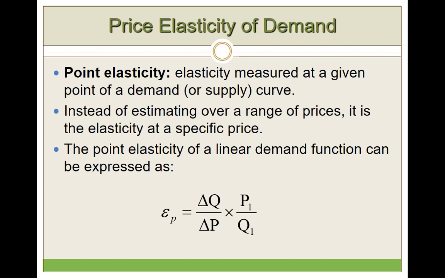Point elasticity. This is the second one that we usually use, but most likely won't come in your exam. Point elasticity is just elasticity at a point on a demand curve. All you need here is the change in quantity demanded, the change in price, and the coordinates of the point on the demand curve, that's the P1 coordinate and Q1 coordinate. Yeah, just one point is enough. You mean the parameters, I suppose? Yeah, parameters. Okay.